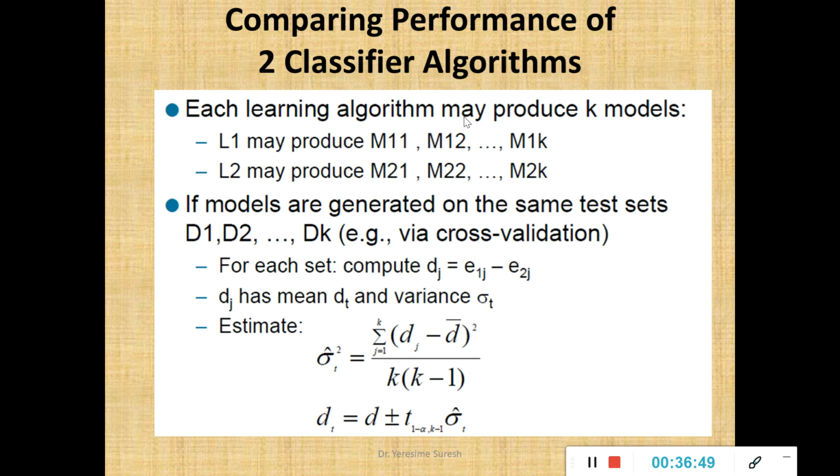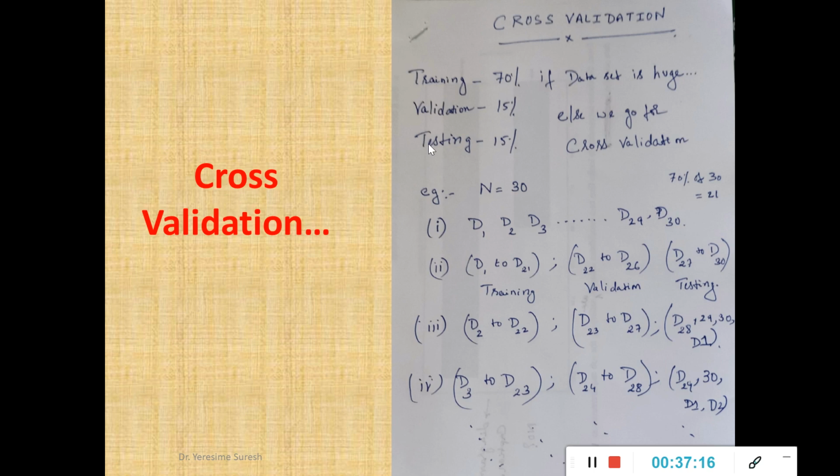Here I'll just split the algorithm into k models. That means I'll partition the data set into k partitions. So L1 may produce M11, M12, up to M1k. That means k number of partitions I do. Similarly for L2, I'll produce M21, M22 up to M2k. If the models are generated on the same data sets D1, D2 up to Dk, for example via cross validation, and we have discussed cross validation here.